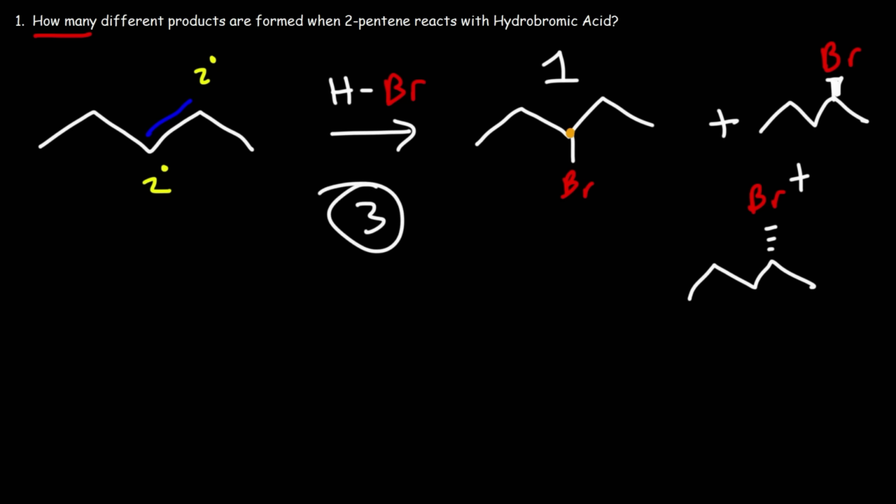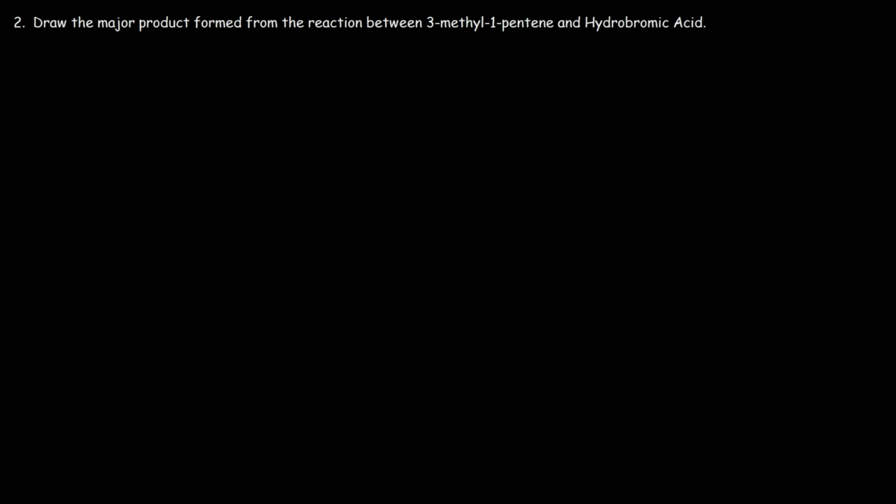So that's it for this problem. Number 2, draw the major product formed from the reaction between 3-methyl-1-pentene and hydrobromic acid. So let's begin by drawing 3-methyl-1-pentene. So this is pentane, and we're going to put a double bond between carbons 1 and 2. And then we have a methyl on carbon 3. Now let's react this with hydrobromic acid, HBr.